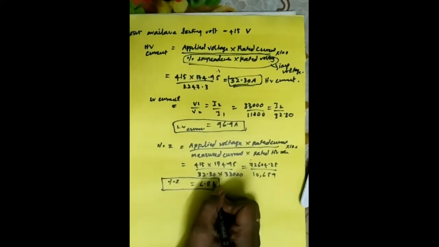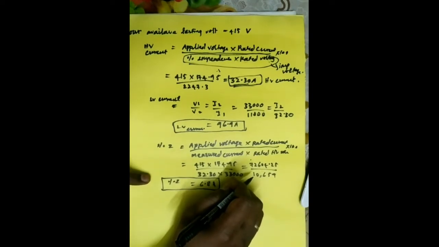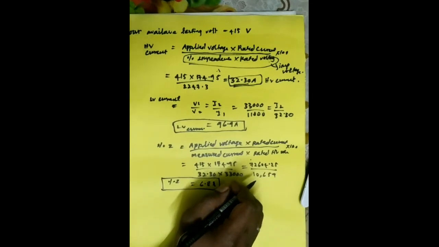Or if percentage impedance is not given in the transformer nameplate details, we can find it by using this formula.